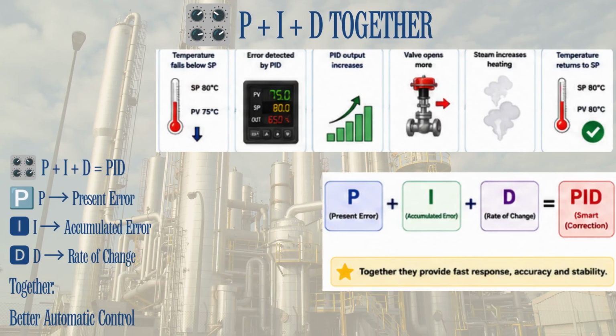A PID controller combines all three actions: proportional response to the present error, integral response to the accumulated error, and derivative response to the rate of change. Together, these actions can provide effective automatic control when the controller is properly configured for the process.